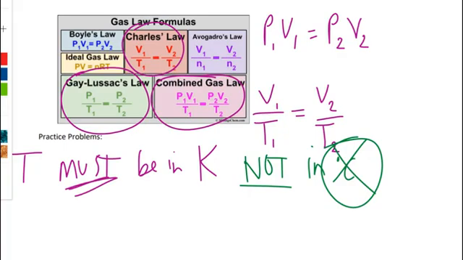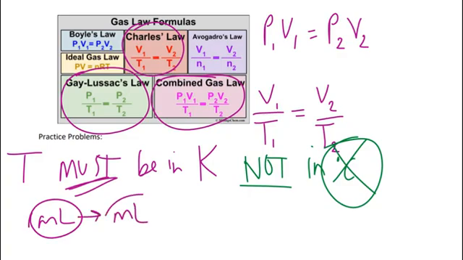So you can have milliliters, but if you're using volume with milliliters, then your other volume must be in milliliters. We can't compare liters to milliliters. And same with pressure. If we're using atmospheres, then that's great. Just make sure that both of your pressures are in atmospheres. If you're using millimeters of mercury, that's great.